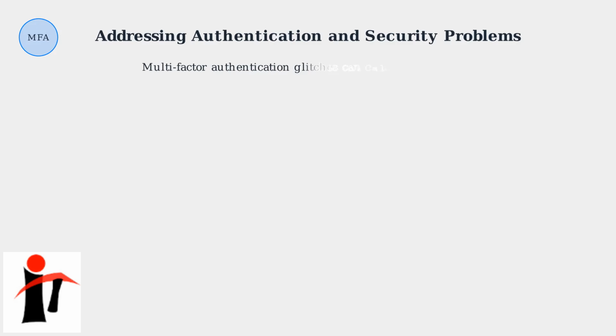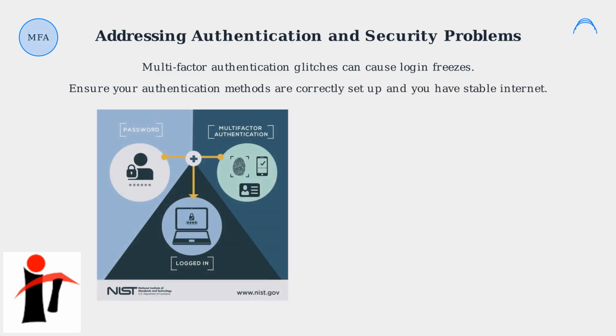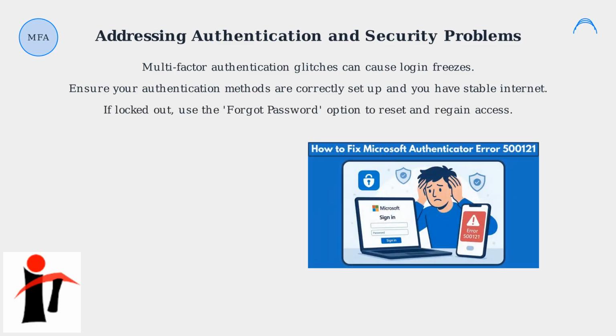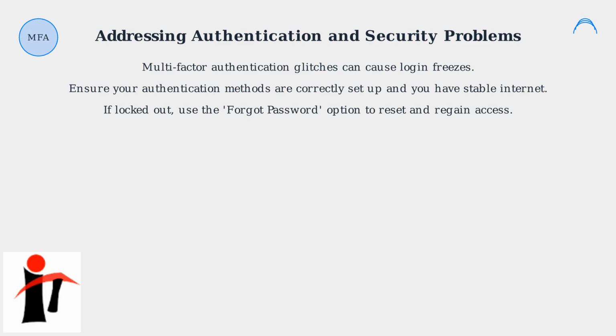Authentication issues in the Tesla app often stem from multi-factor authentication glitches, which can cause login freezes or unresponsiveness. To resolve this, ensure your authentication methods are properly configured in your Tesla account and maintain a stable internet connection during the login process. If you find yourself locked out of your account, use the Forgot Password feature to securely reset your credentials and regain access.